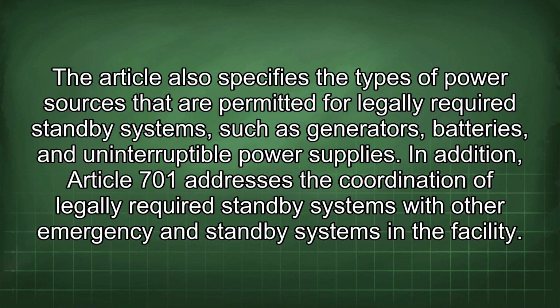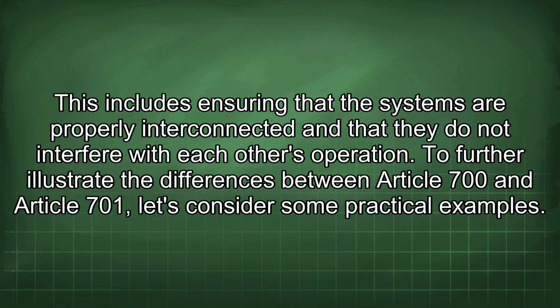The article also specifies the types of power sources that are permitted for legally required standby systems, such as generators, batteries, and uninterruptible power supplies. In addition, Article 701 addresses the coordination of legally required standby systems with other emergency and standby systems in the facility. This includes ensuring that the systems are properly interconnected and that they do not interfere with each other's operation.